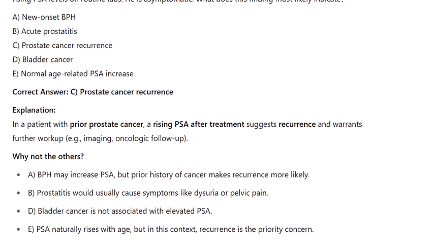A. BPH may increase PSA, but prior history of cancer makes recurrence more likely. B. Prostatitis would usually cause symptoms like dysuria or pelvic pain. D. Bladder cancer is not associated with elevated PSA. E. PSA naturally rises with age, but in this context, recurrence is the priority concern.